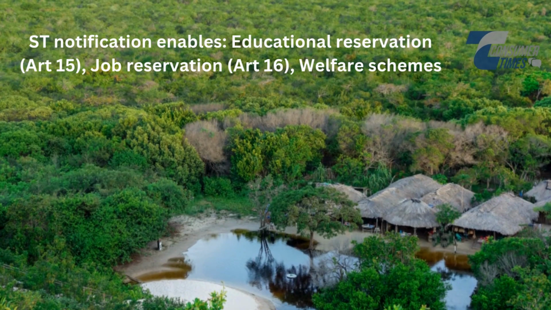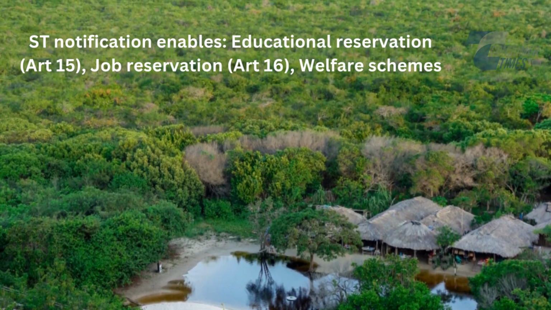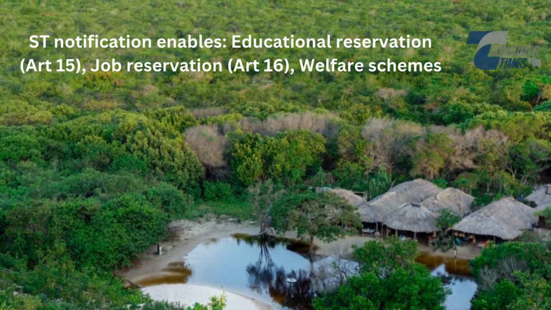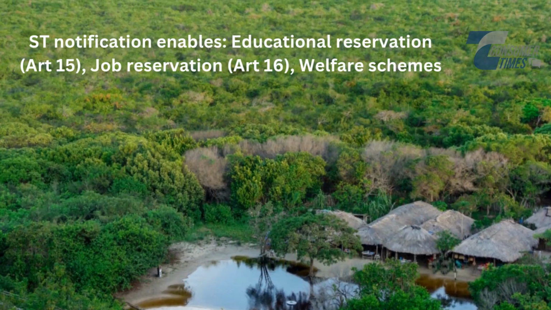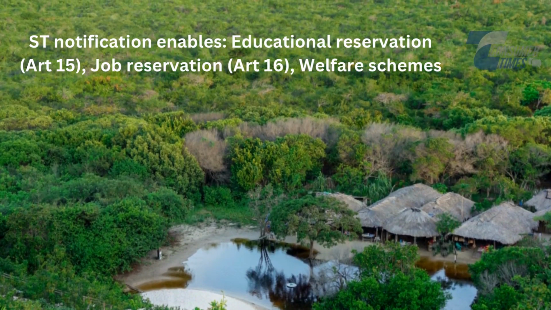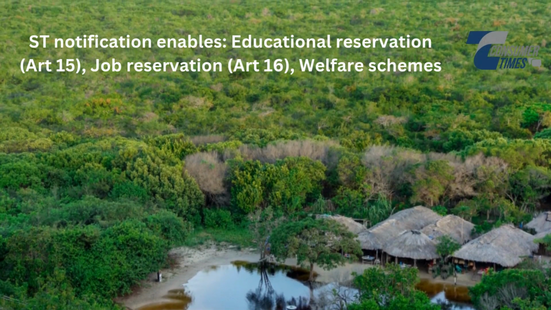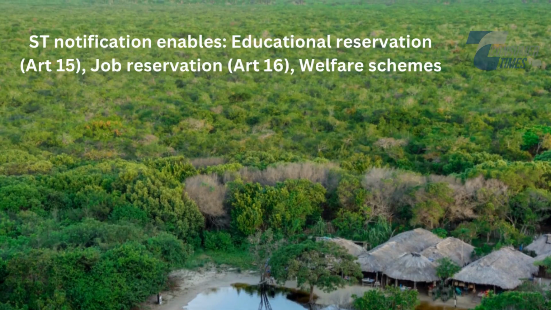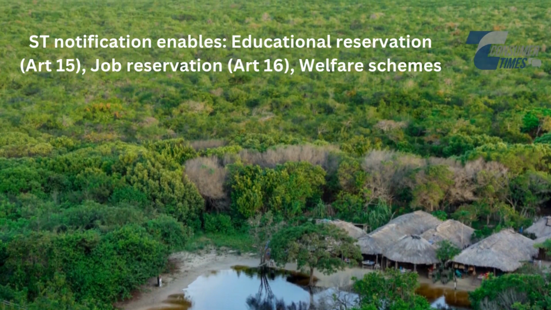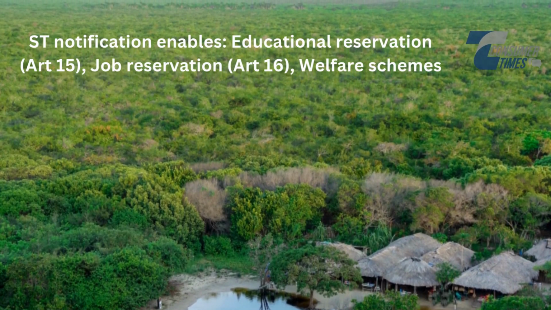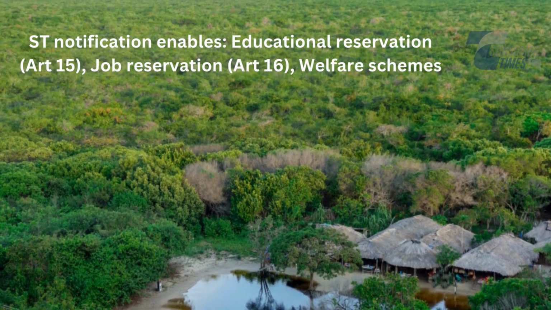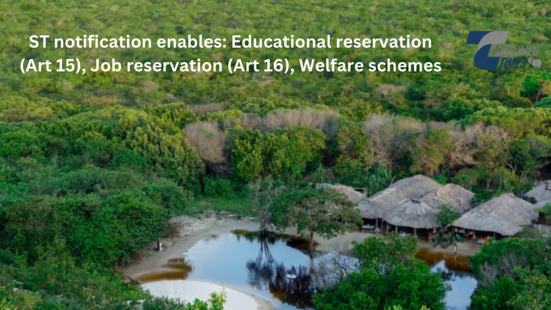The practical implications of Article 342 are enormous. Once a community is notified as a scheduled tribe under this article, members of that community become eligible for various constitutional protections and benefits. These include reservation in educational institutions under Article 15, reservation in government jobs under Article 16, special provisions for administration and control of scheduled areas under the 5th Schedule, and various welfare schemes specifically designed for tribal development.